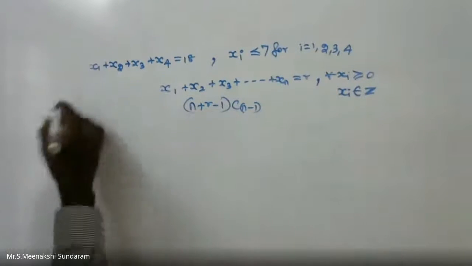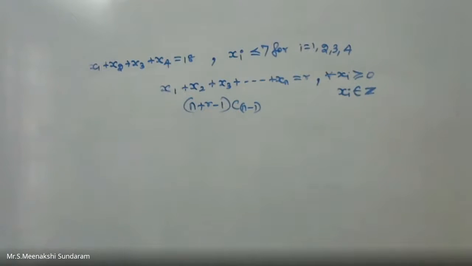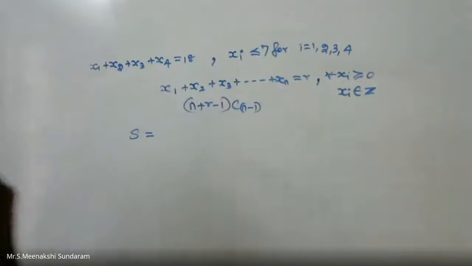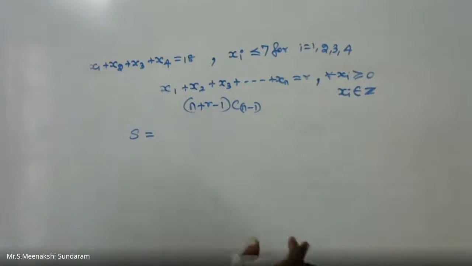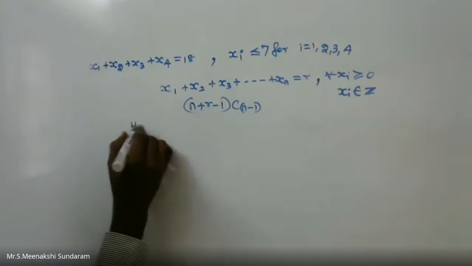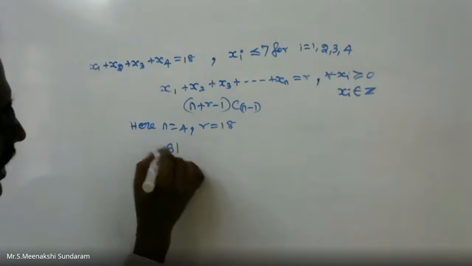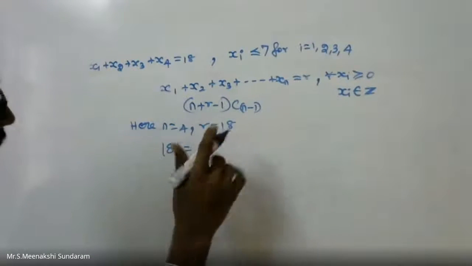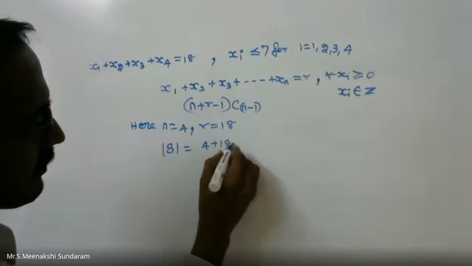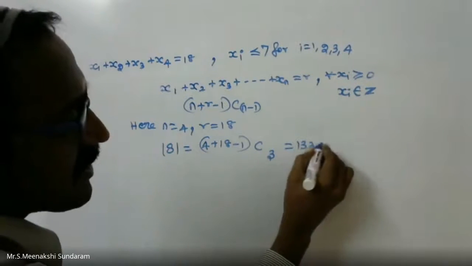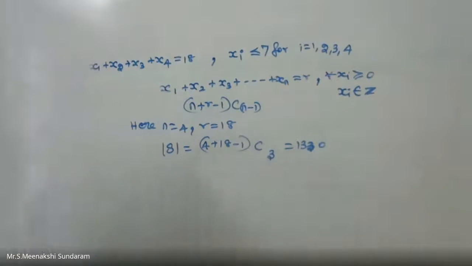Using this general formula, I can apply it here. First, take all possible solutions and don't bother about the conditions. How many possible solutions are there? Already I told you the same. The n value is 4, r is equal to 18. So the s value is all possible cases: 4 plus 18 minus 1 c 3, that is 1330. We already found the value 1330. That is the s value.